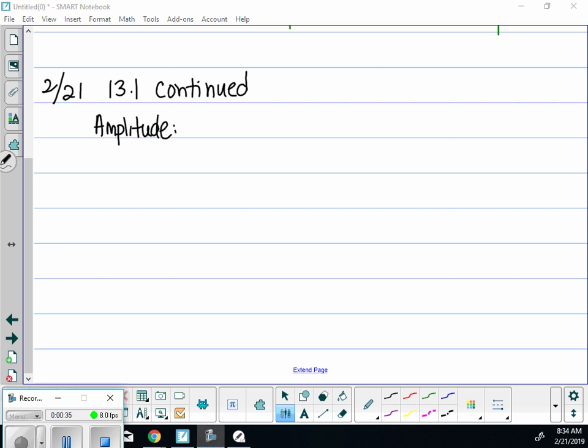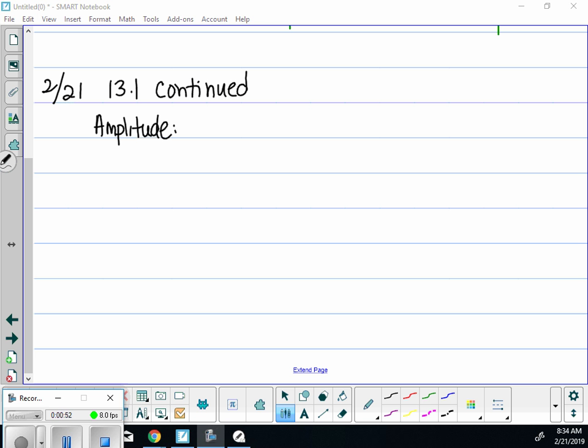So the period is the length of a cycle. How long does it take before our function starts repeating itself? The amplitude is essentially the height of the function.